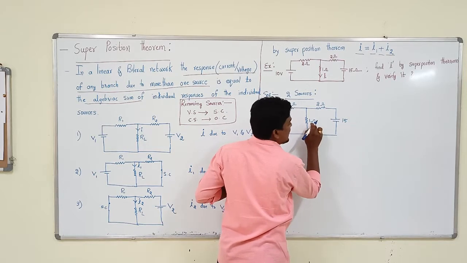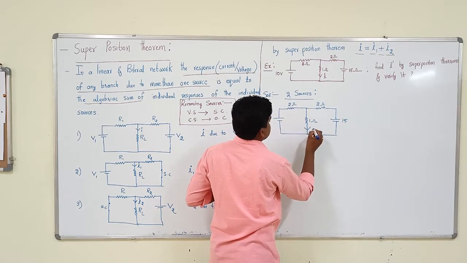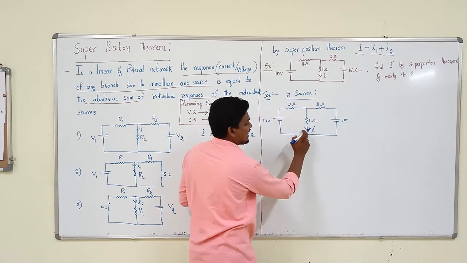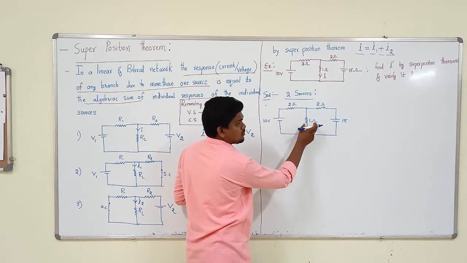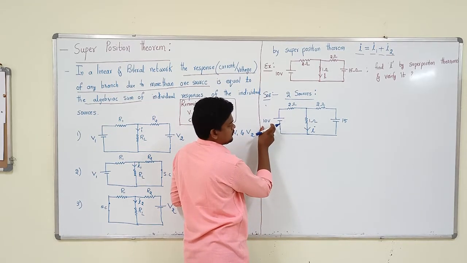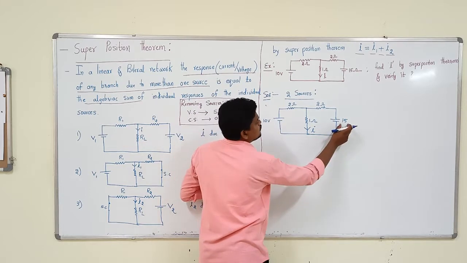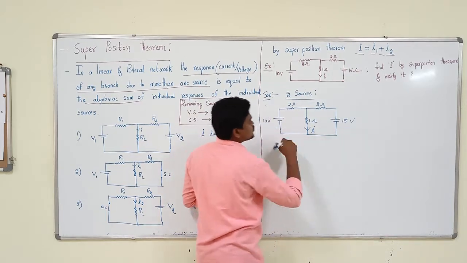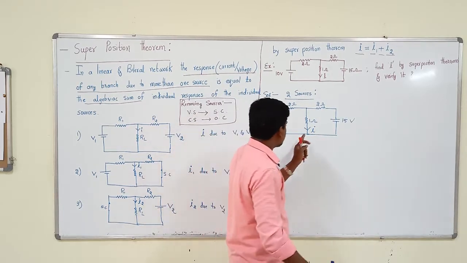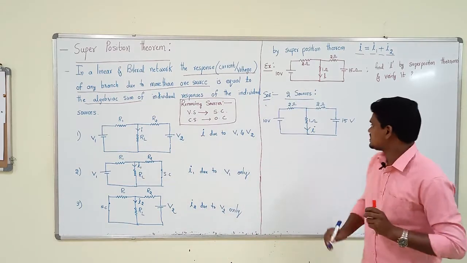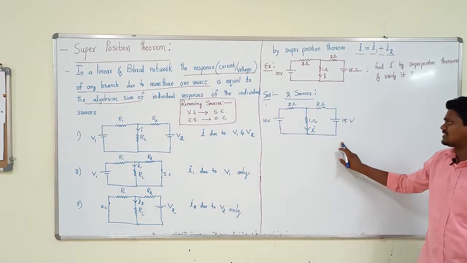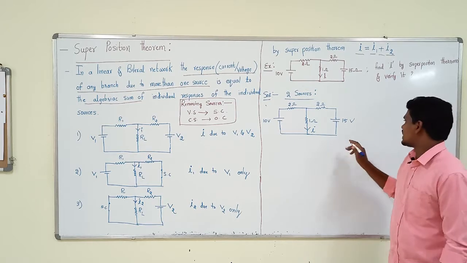Here the load is RL, the current flowing is I. We have to find the current I, the current flowing in the 1 ohm resistor due to the 10 volts voltage source and 15 volts voltage source. Two sources are acting. So in order to find the current in this branch, I am using a simple method. That simple method is nodal analysis.